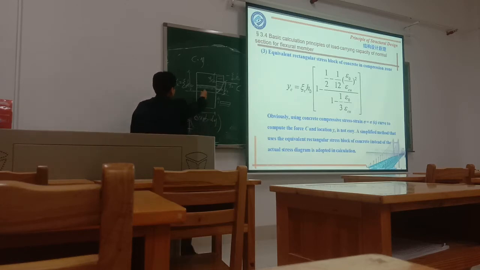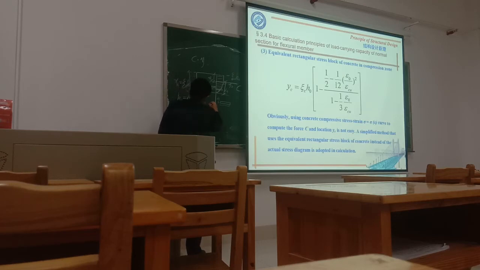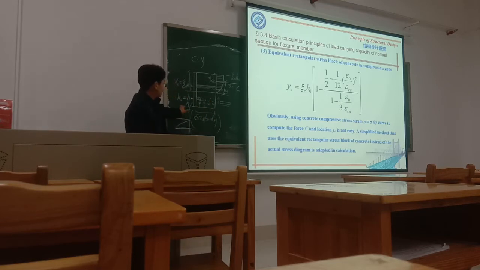Another value is H0. Normally we know the height of the section, H, and H0 normally equals H minus AS. And the AS we said last time is normally the distance from the center of the reinforcement to the edge. If there are many layers, it is the center of these layers to the edge. Normally, AS we don't know at the beginning, so we just make an assumption. Suppose AS equals 50 or 45 or something like this if it's just one layer; if two layers, something like 60.